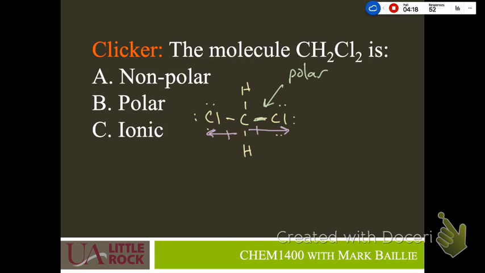Okay, so now we have a molecule. There's 2 polar bonds. Step 2. Now that we know that there are polar bonds in the molecule, what do we do? Call it polar and be done, right? Yeah. What do we do?